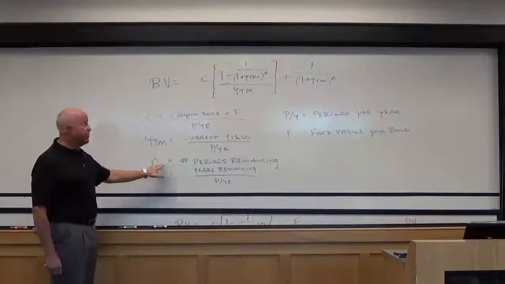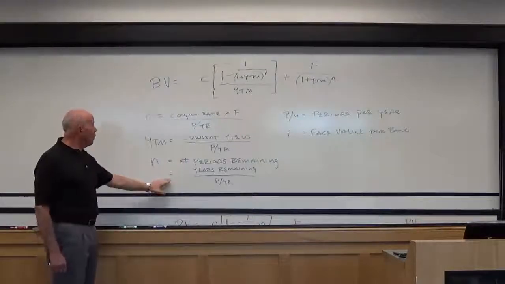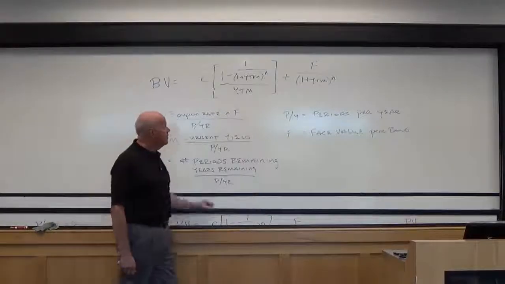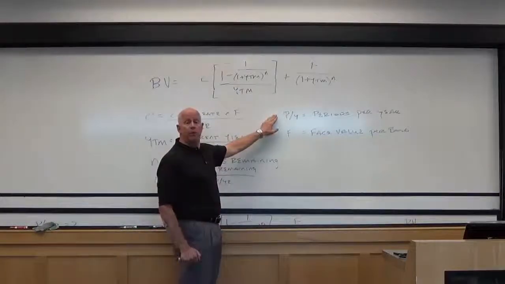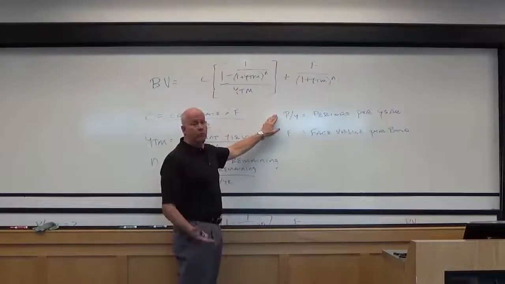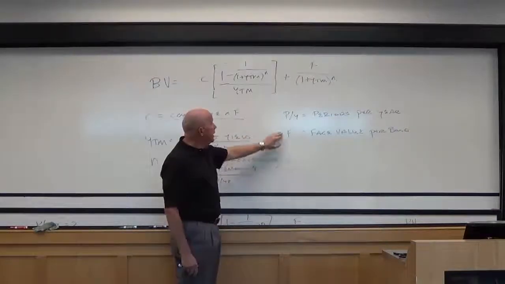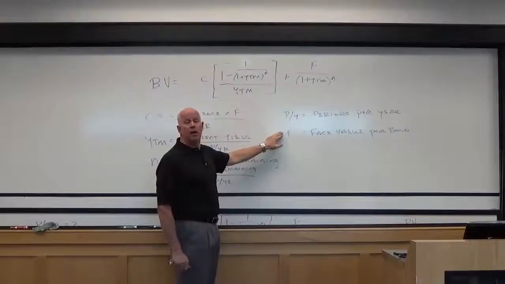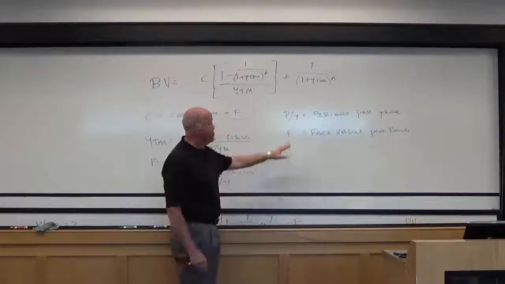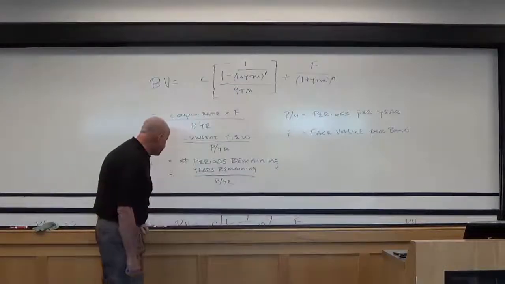N, remember, is the number of periods remaining, or the years remaining divided by the periods per year. Periods per year are the number of periods in which it pays interest per year. So bonds are semi-annual interest payments almost always, so that would be 2. And then F is the face value of the bond, or that which you'll get after the bond matures and the firm needs to pay off the debt, which is virtually always $1,000.